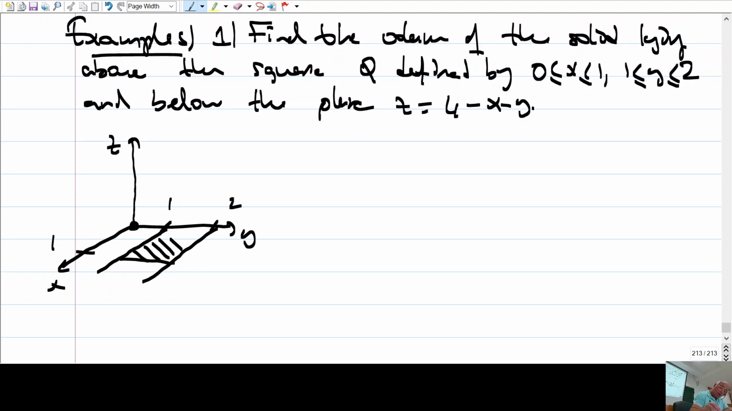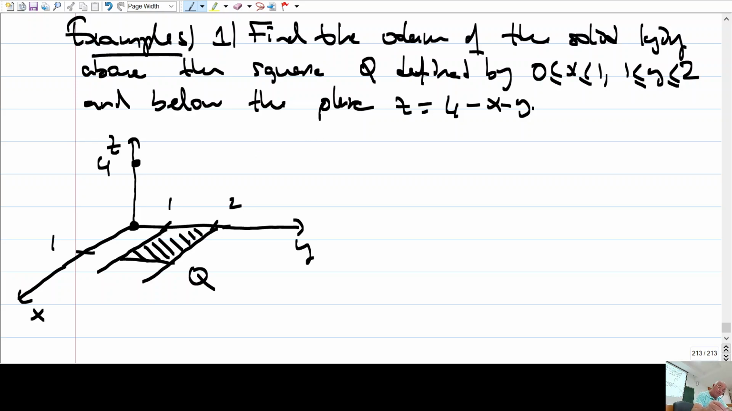Okay, so this is our region Q. And above this, we have the graph of the following function: z equals 4 minus x minus y. What kind of thing is this? This is a graph of a plane.